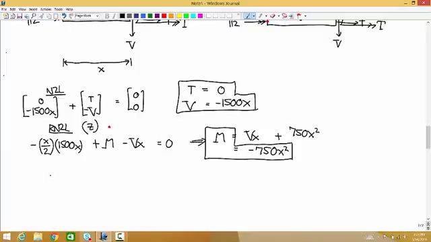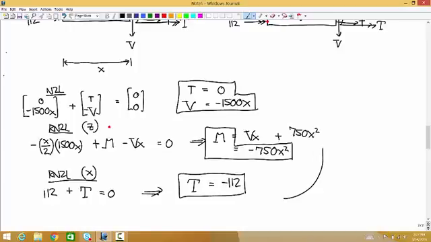And then the torque, so the moment equation about the x-axis. We have positive 112 plus that internal torque is equal to 0. So the internal torque for this region is equal to negative 112. And these subfunctions are all valid on the interval between 0 and 0.1.